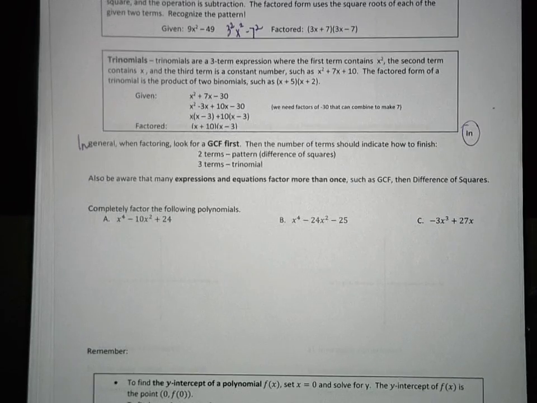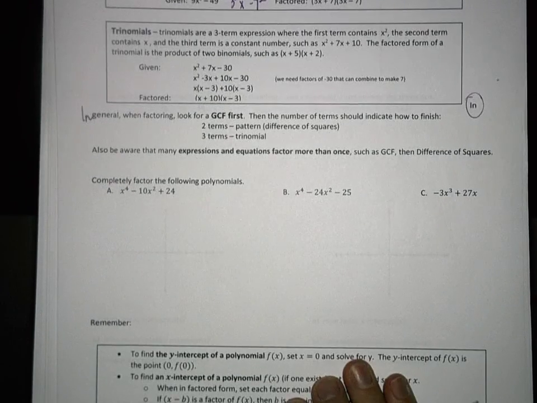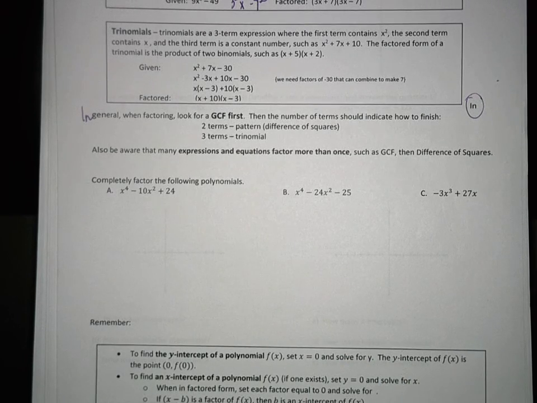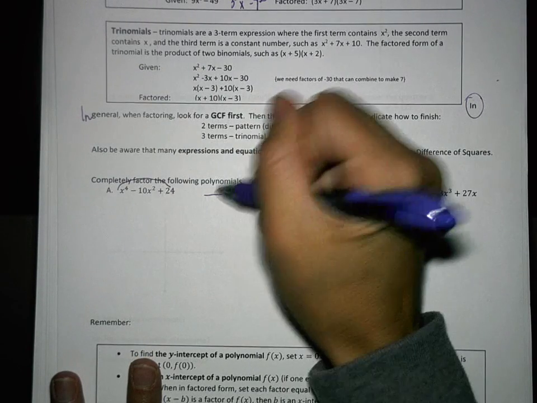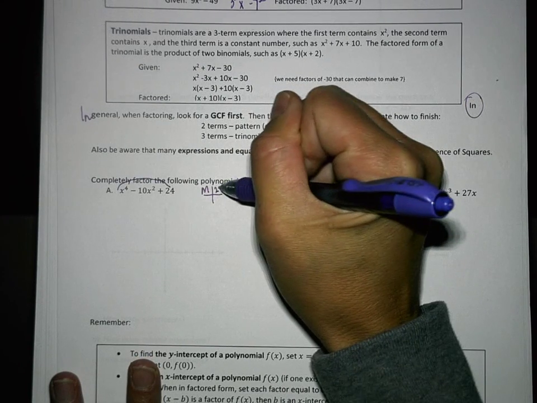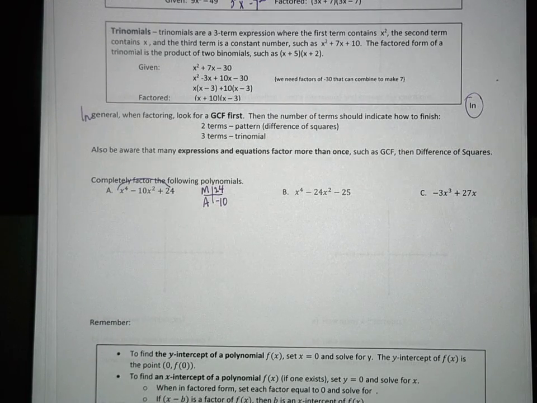So we're going to start, and it says completely factor the following polynomials. How many terms are here? Three. So we're probably going to use factoring by grouping, or we can use our shortcut once we get our multiplying and adding numbers. Is there a GCF here? No. So my multiplying number is 24, and my adding number is negative 10. Are you okay with me just writing M and A for multiplying and adding? Or you could use the multiplication sign and adding sign, whatever you want.